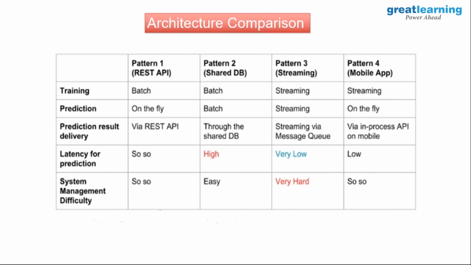System management difficulty is easy because you have everything available in an offline kind of environment, right? You have the model, which is available offline. The data set which is getting created from a prediction perspective is also kind of offline. So it's the easy one. Pattern 3 is streaming. Okay, and what is streaming?